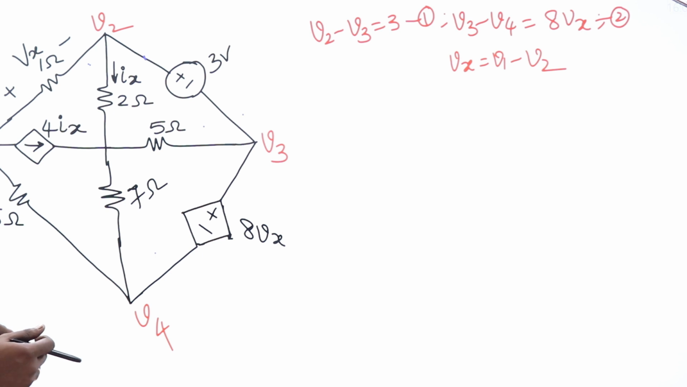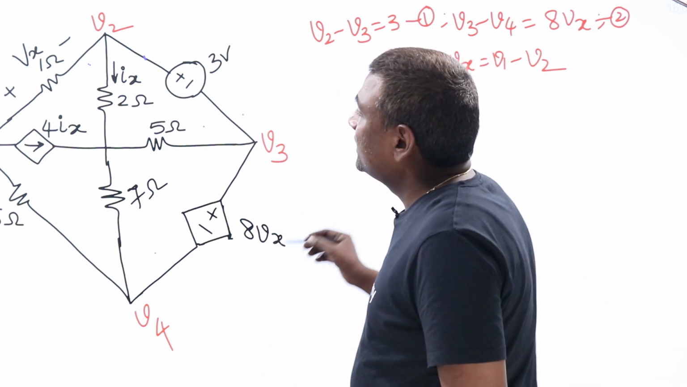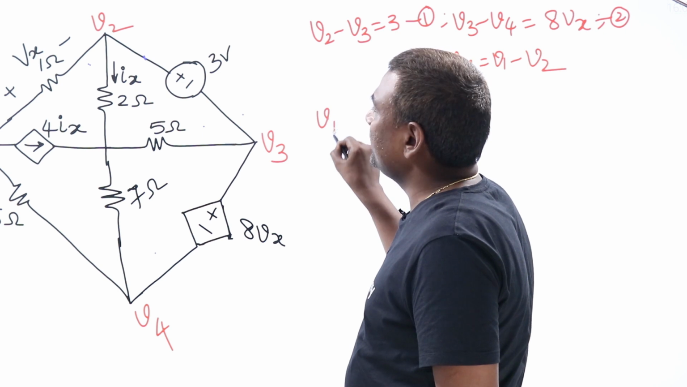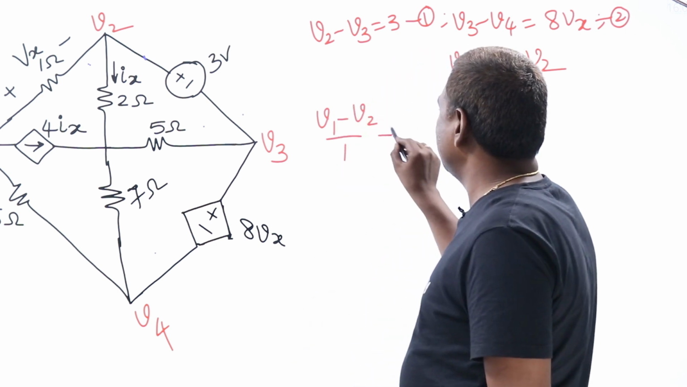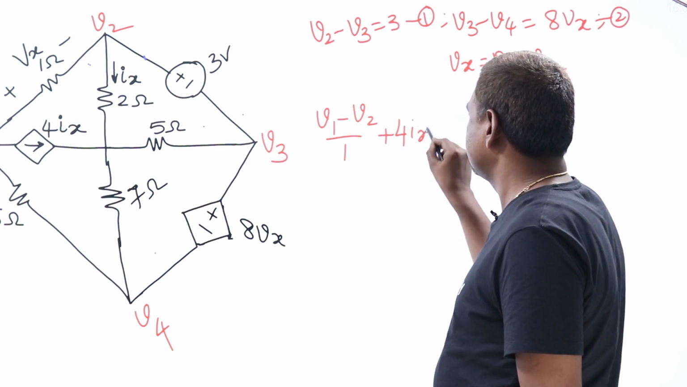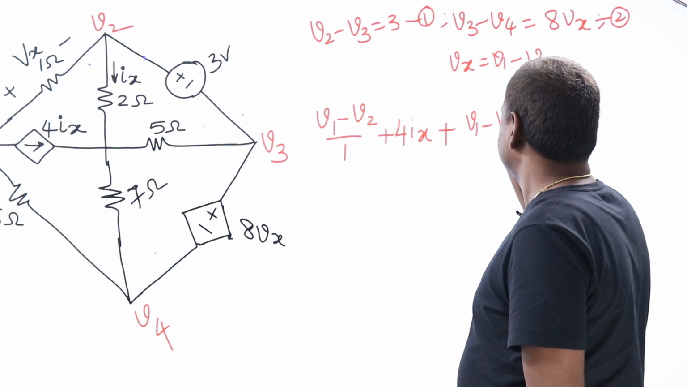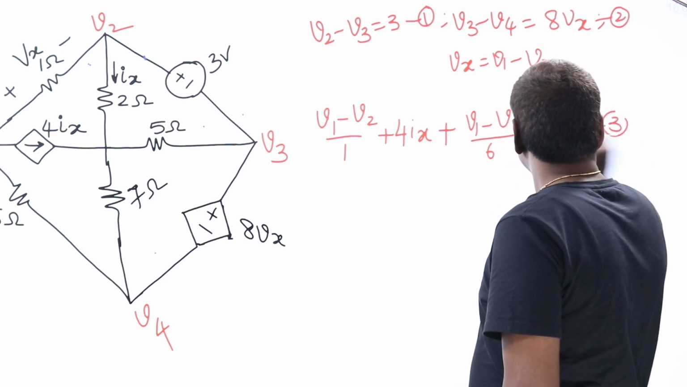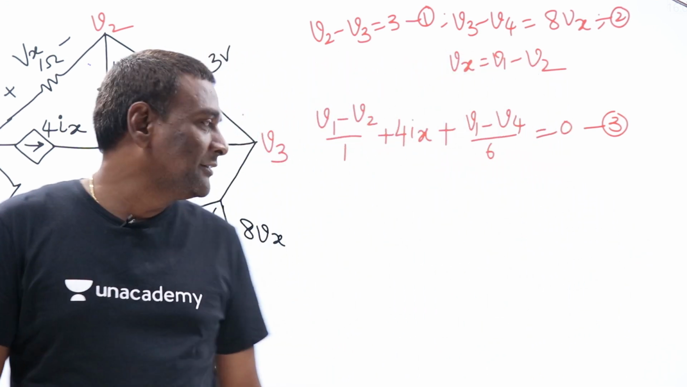Now, let us see what else can be done. We are supposed to apply KCL 2 times. Now, let us apply it at the first node. Let me write V1 means leaving current. So, this is going to be (V1 minus V2)/1 plus 4Ix plus (V1 minus V4)/6 equal to 0. Third equation, or first KCL equation.